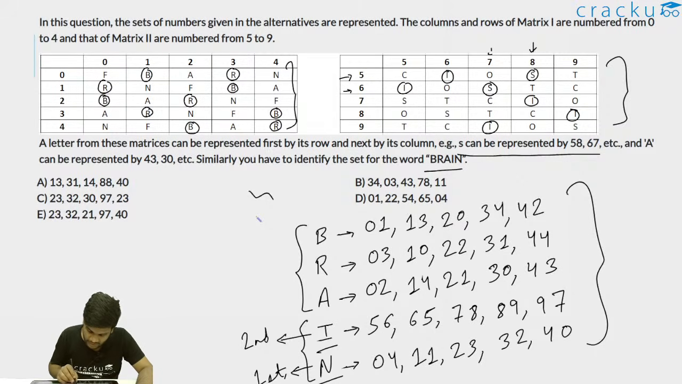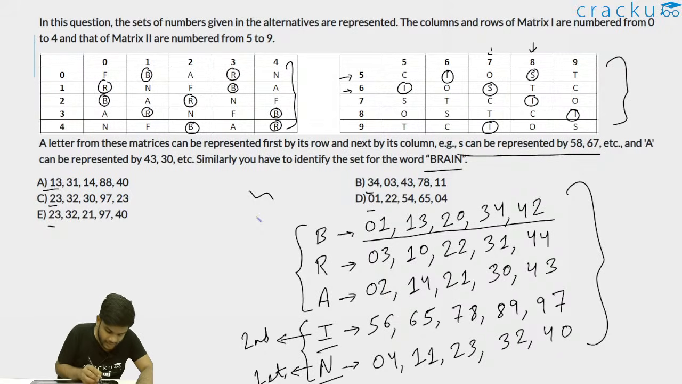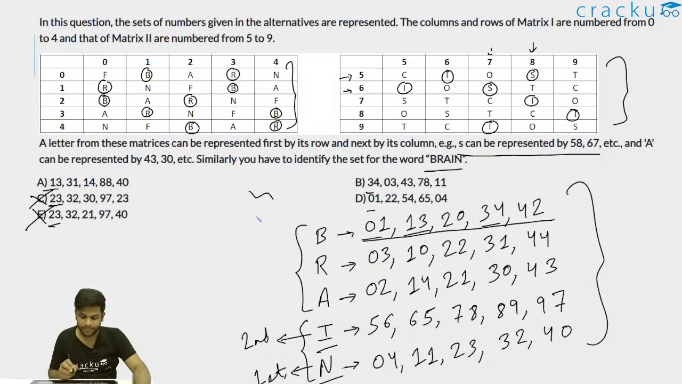For B it is either one of these 5. So here it is 13, here it is 34, 23, 1 and 23. So out of 13, 34, 1 and 23, we can see that only 23 is the number which is not representing B. Otherwise 1, 34 and 13, all three are here. So we can cancel out option number C and option number E.